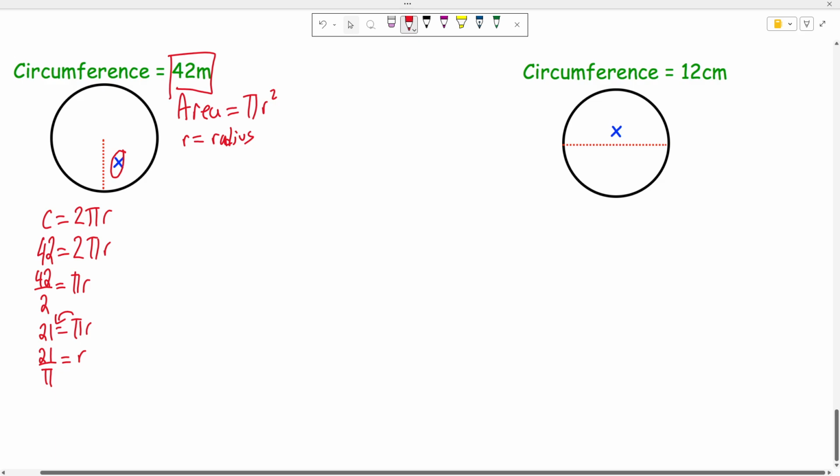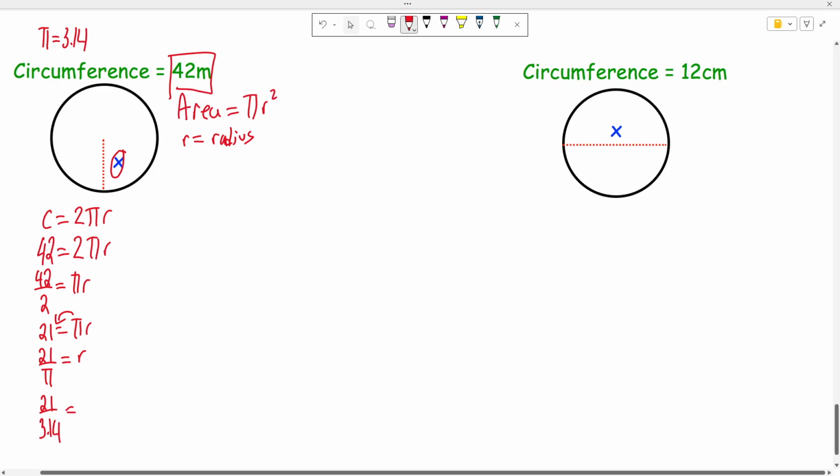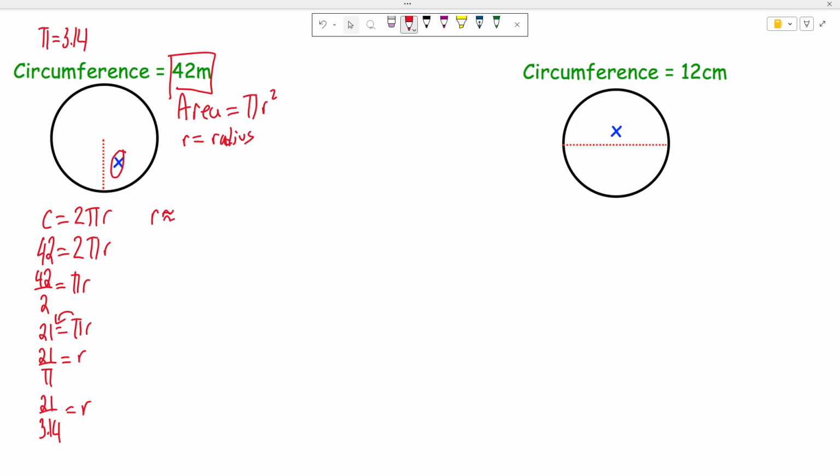Now let's say in this question, we're going to take the value of pi as 3.14. So we have 21 over 3.14 will give us the radius. Now if you plot that in the calculator, you're going to get the radius approximately 6.87. So we know it's going to give us 6.87 meter. Okay, so we have found the radius now. Once you have found the radius, we can substitute the value in the area formula to find our area.